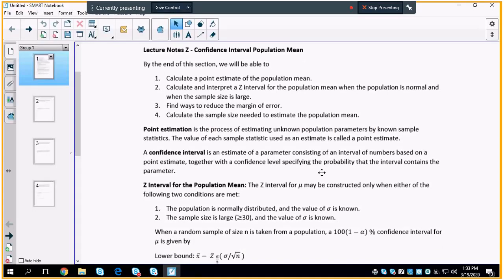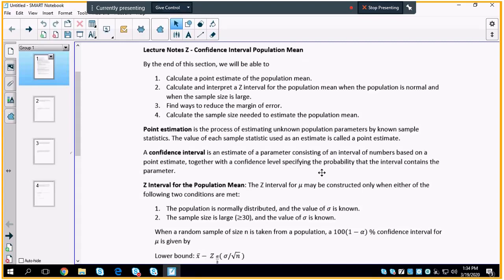Our today's topic is finding confidence interval for population mean. So I will talk about the basic stuff such as calculating the point estimate of a population mean, calculate and interpret the Z interval for the population mean when the population is normal and the sample size is large. Find ways to reduce the margin of error, calculate the sample size needed to estimate the population mean.